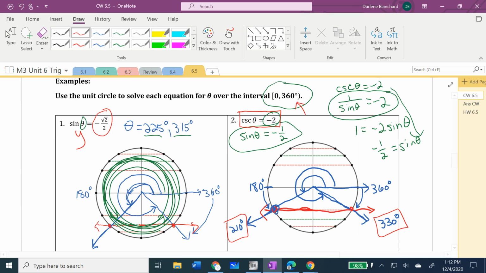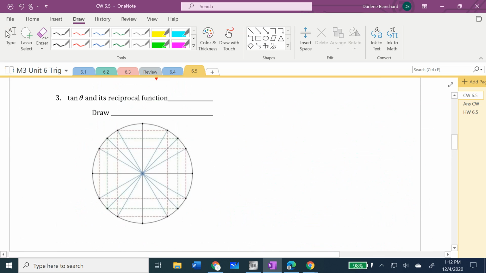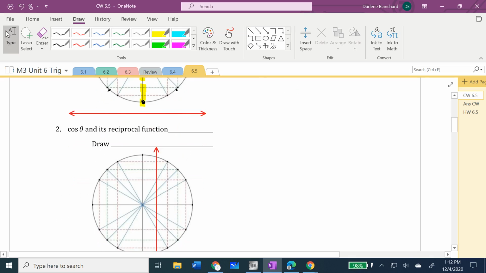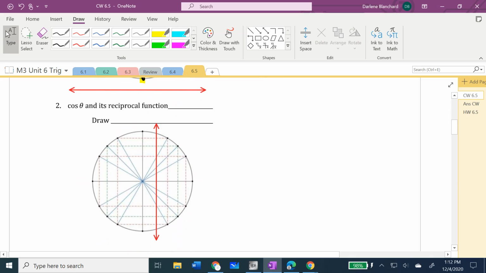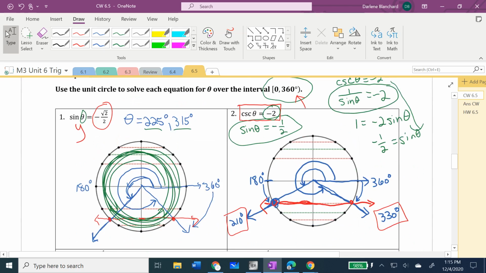This isn't too bad, is it? Yeah, it takes time to get used to. And we're going to keep doing this over and over again to get you more comfortable. Next, who is cosine's reciprocal? If you have cosine theta or secant theta, draw vertical lines. Vertical lines when I'm dealing with cosine or secant.